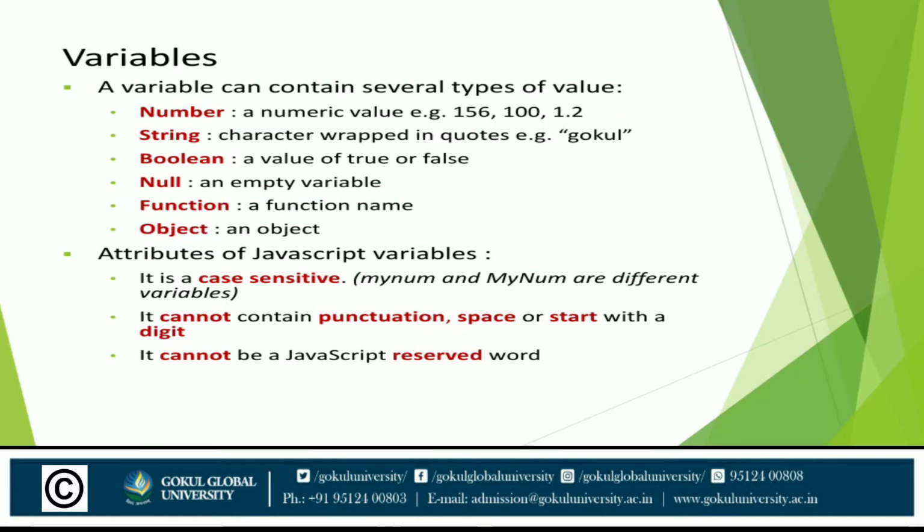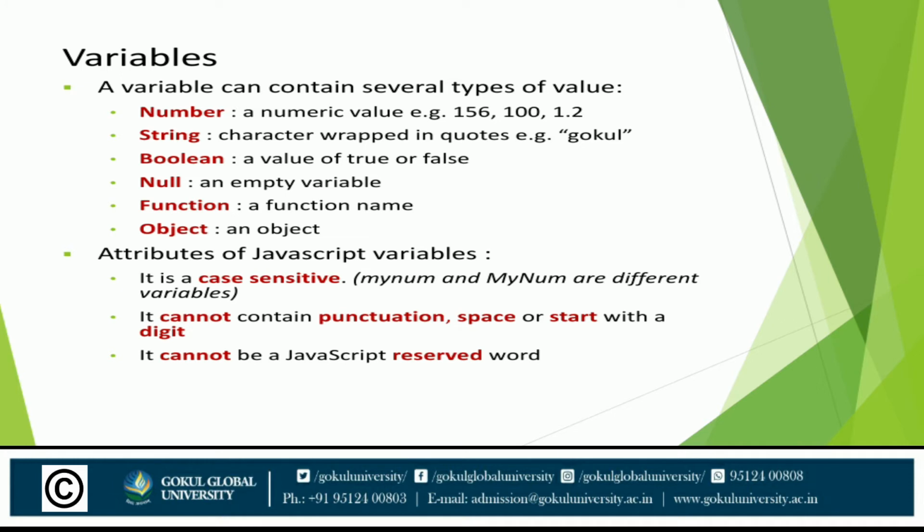A variable can contain several types of values. First, number, which holds numeric values. We see it in the example. String, in which characters are wrapped in quotes. Here we see it in the example. Boolean, a value of true or false, whenever we need the answer yes or no. Null, an empty variable, it is needed in the user's program whenever you want to use null as a variable. Function, an object.